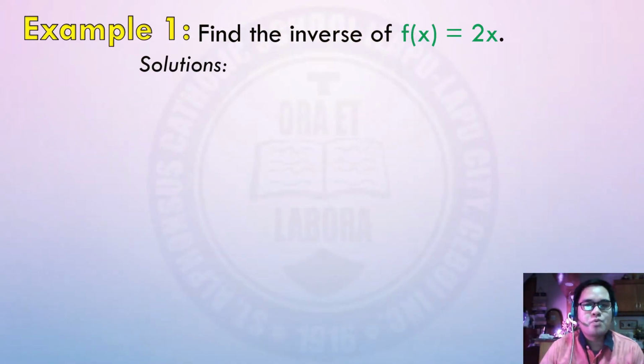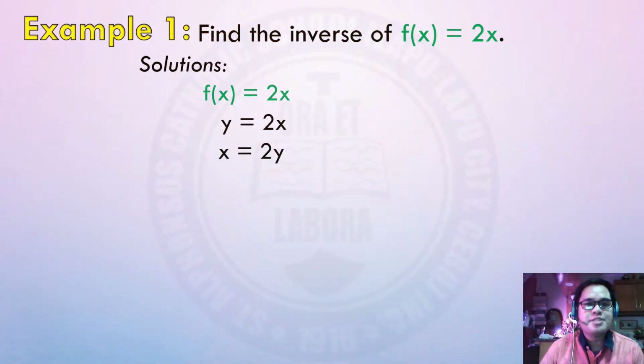For example number 1, find the inverse of f of x equals 2x. Here are the solutions. You are going to copy the given function and then replace f of x with y and it will become y equals 2x. After that, interchange x and y. Replace every x with a y and replace every y with an x. So our equation becomes x is equal to 2y.